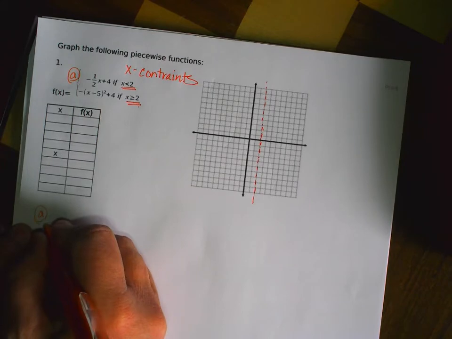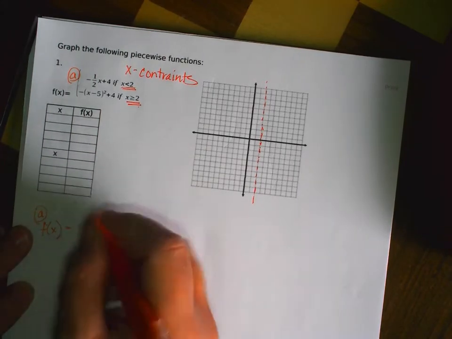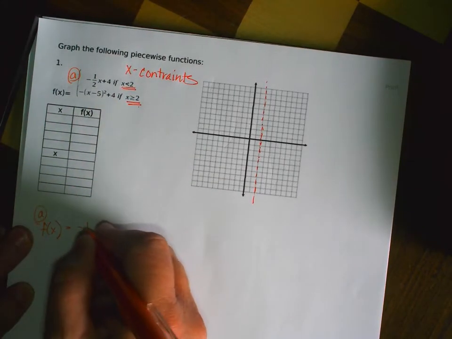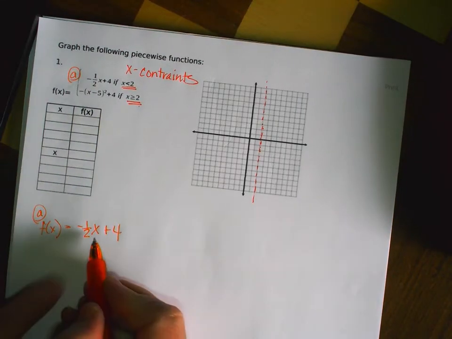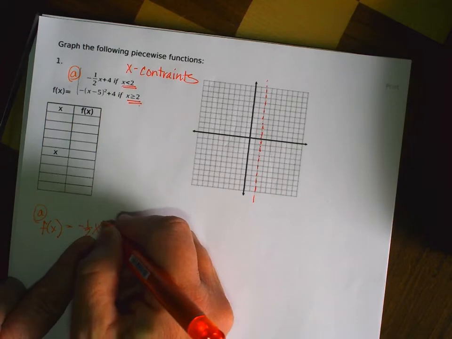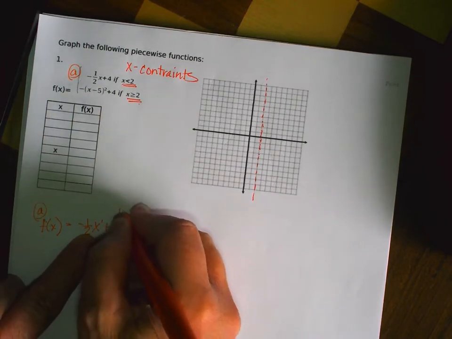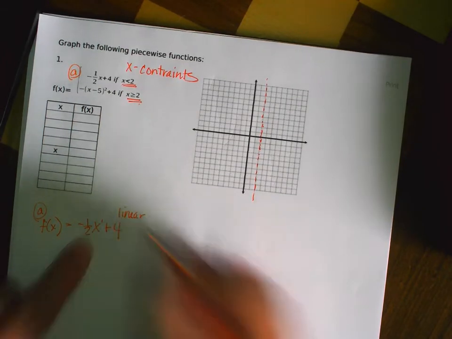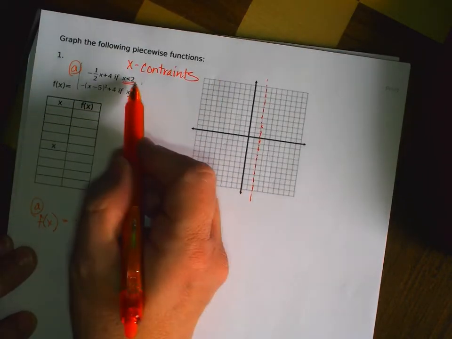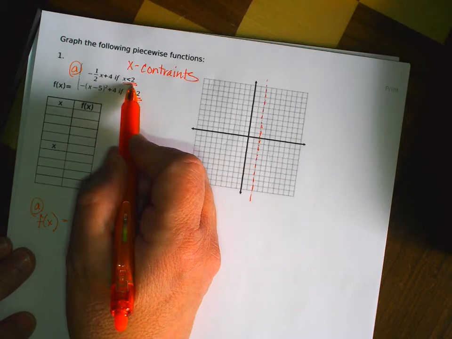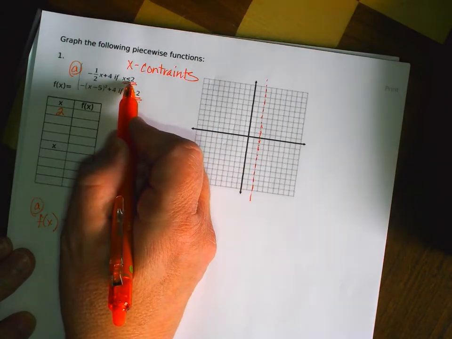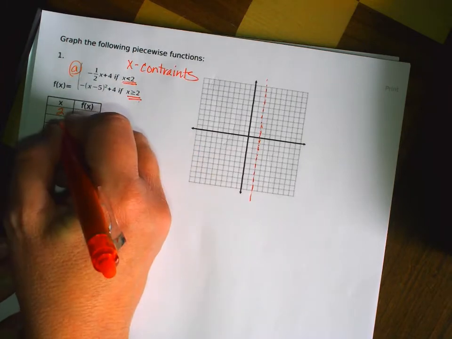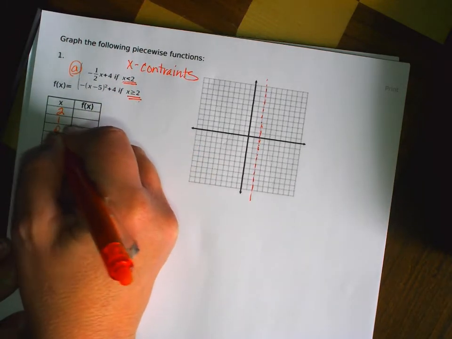So this is f of x equals, and it's the first one, negative 1/2 x plus 4. Since the exponent we have is a 1, we know that this is linear, which means it's going to be a straight line. The first value that I should work with is 2, so I'm going to put that in first. Then all the other values I use are going to be less than 2, so I'll go down to 1, 0, and negative 1.